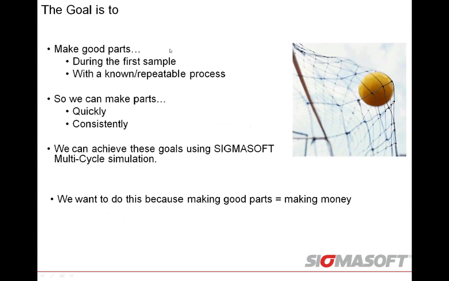Okay, so what's our goal? It's always to make good parts, right? Everybody on this call, everybody watching this webinar, that's what we're in the business to do: make good parts. And not only make good parts, but make them quickly and consistently. So if we can do this sooner in the process by doing a lot of things in a virtual world, by simulating many cycles virtually, and then once we actually build that tool and make those decisions from the analysis and put the tool in the machine, we can get there a lot quicker and a lot more consistently, and with a known and repeatable process.